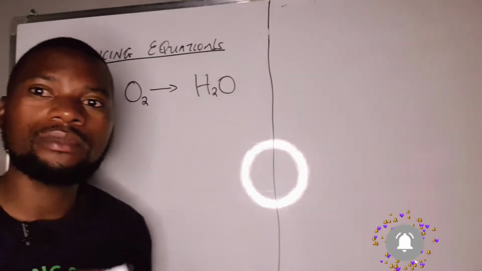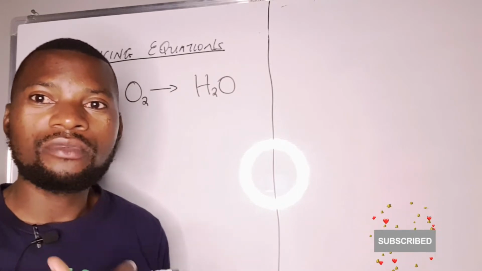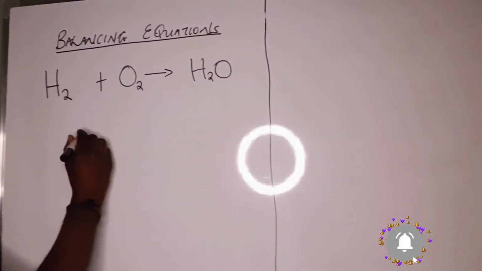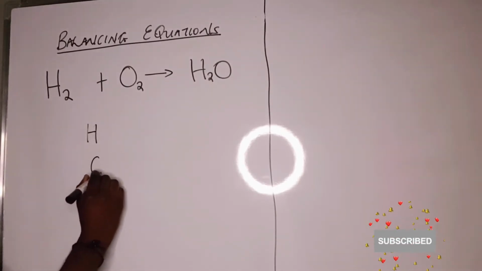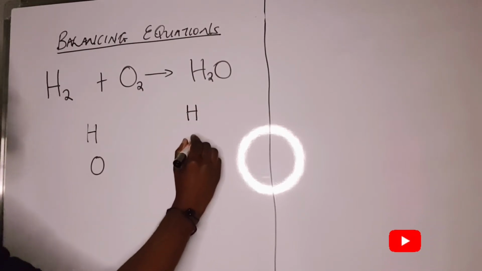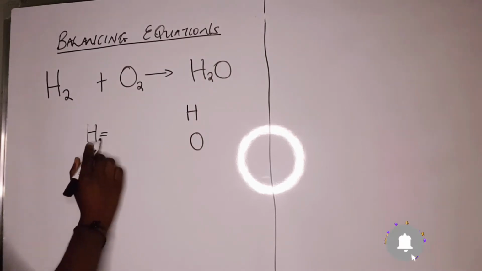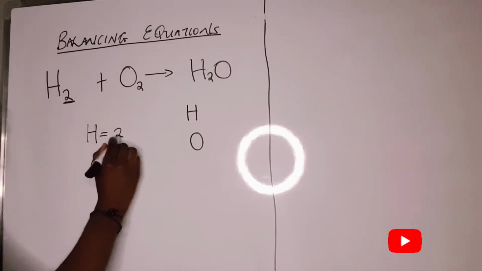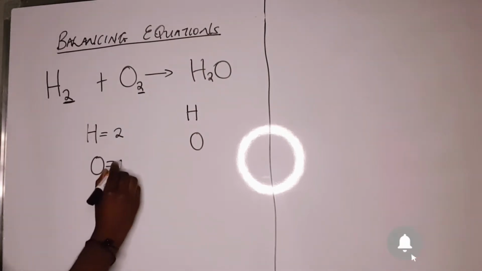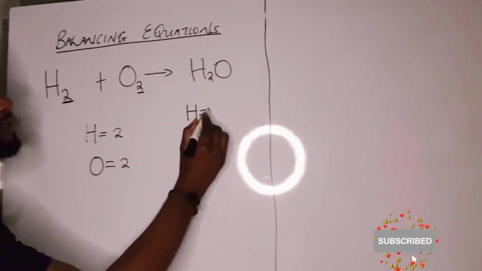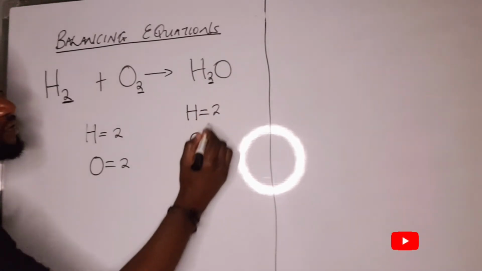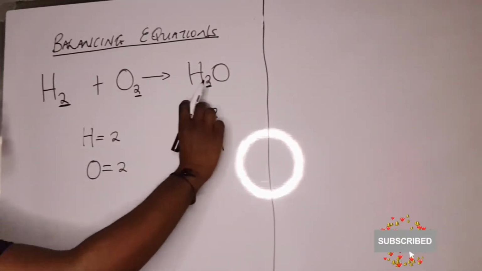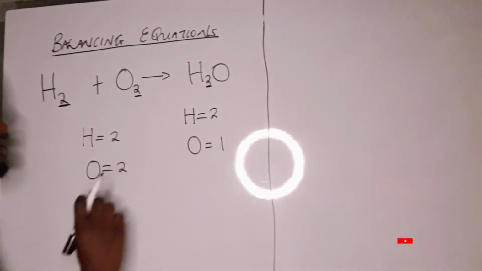When balancing a chemical equation, the first thing you are supposed to do is to count the number of atoms on the reactant side. You also count the number of atoms on the product side. So we have hydrogen and oxygen this side. We also have hydrogen and oxygen this side. For hydrogen, we have 2 atoms on the reactant side because of this 2, which is written as a subscript. Then oxygen, we also have 2 atoms. When you come to the product side, hydrogen, we have 2. Then oxygen, we have 1. So this simply shows that hydrogen is balanced, but we need to balance oxygen.